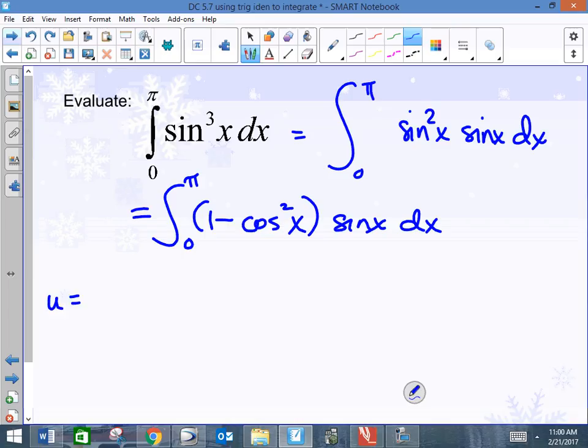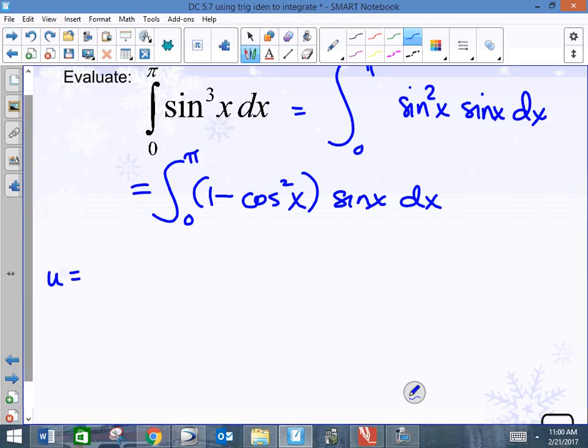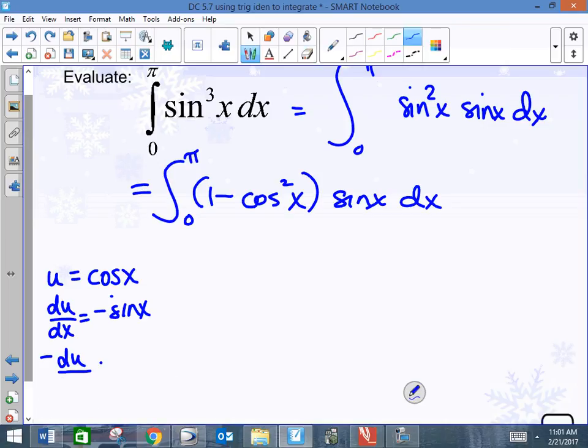So what's my u probably going to be, Christine? Cosine of x, good. Because that'll make du dx negative sine of x, which we can work with, the negative sign, to give us sine x dx. Sure? All right. Now, what do we have under our integration? Instead of 1 minus cosine squared x, Lizzie?